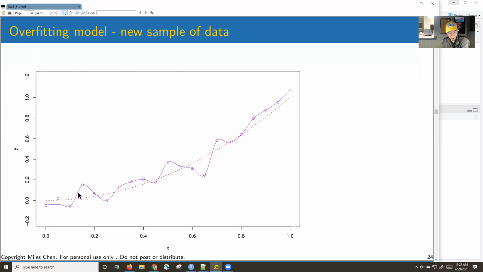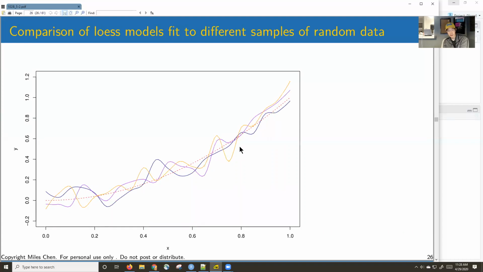So I generate some new random data points, 20 new random data points, and I fit another Loess curve that overfits. Again, we get very little error between the Loess curve and the generated data. Then I do it right here, and we get another line. If I overlay the blue, purple, and orange lines, this is what we get.